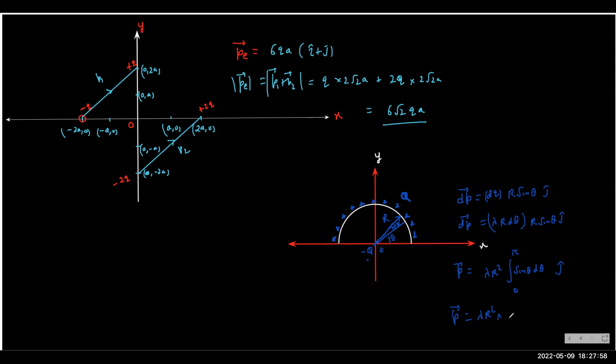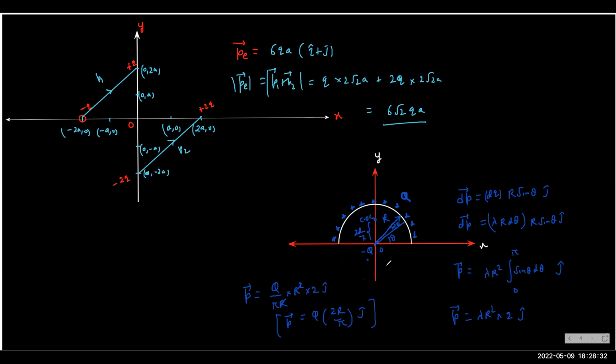And then you can write lambda as q by pi r. So this is nothing but q into 2r by pi, which is the center of charge actually of the plus charge, isn't it? Yes, sir. So we can do it directly because we know the center of charge is here, and the answer is 2r by pi.